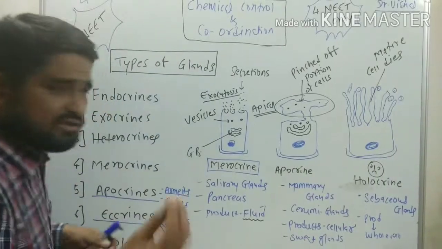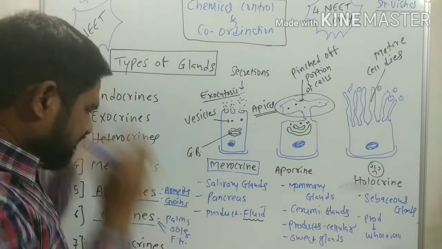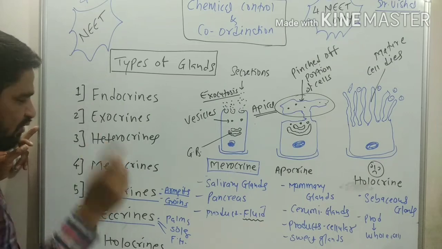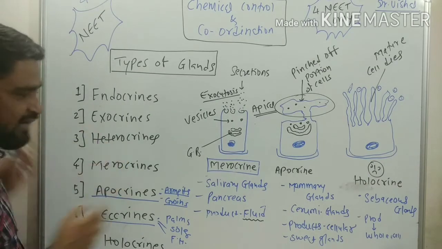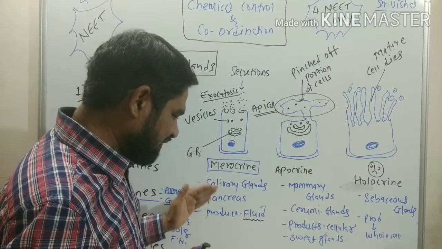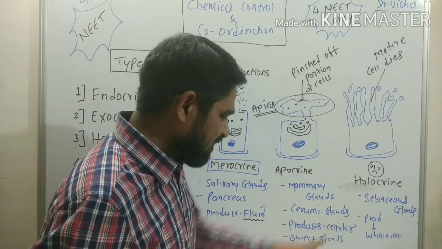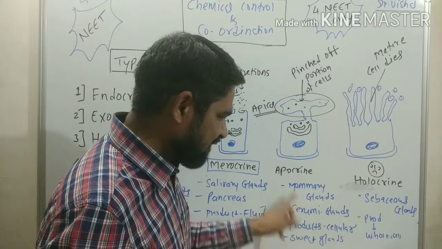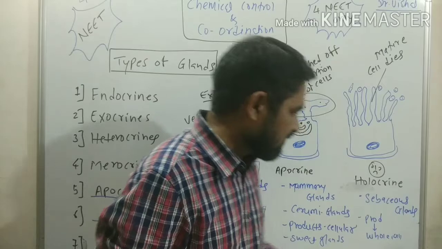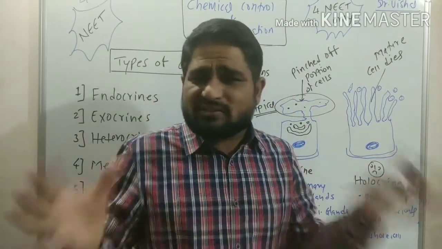Let's revise in short. This is very, very important for NEET, and definitely you are going to get some MCQs on this topic. Glands are endocrines, exocrines, heterocrines, merocrines, apocrines, ecrines, and holocrines. Merocrine glands are the salivary glands and pancreas, and the product is fluid type. Some glands are apocrines, where the product is cellular, like sweat glands, ceruminous glands, and mammary glands. Ecrine glands are also examples of sweat glands. And the last, holocrine glands, are the sebaceous glands, and the product is the complete cell.